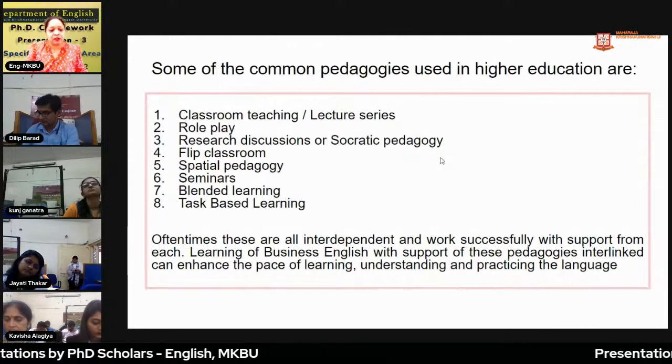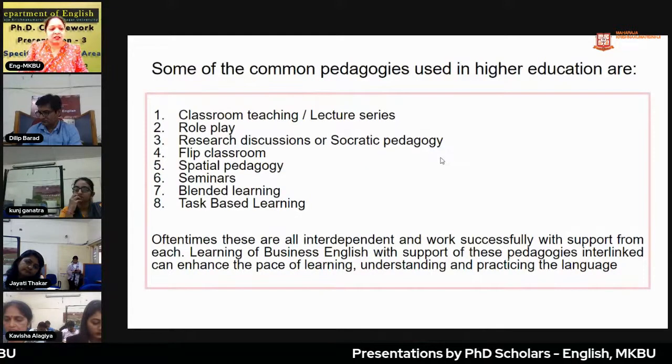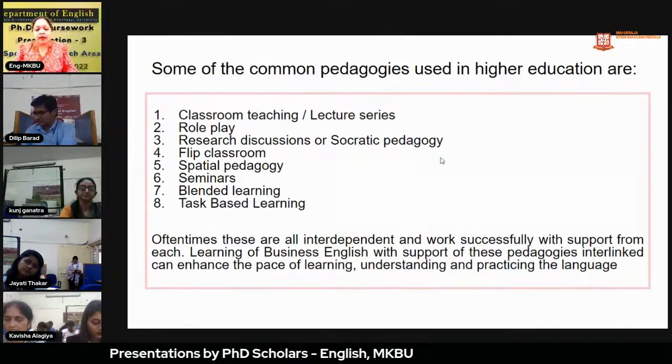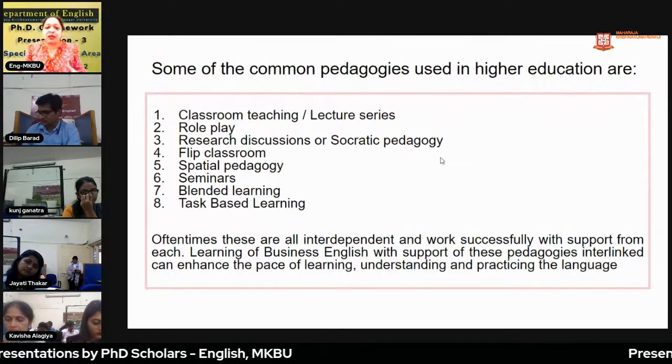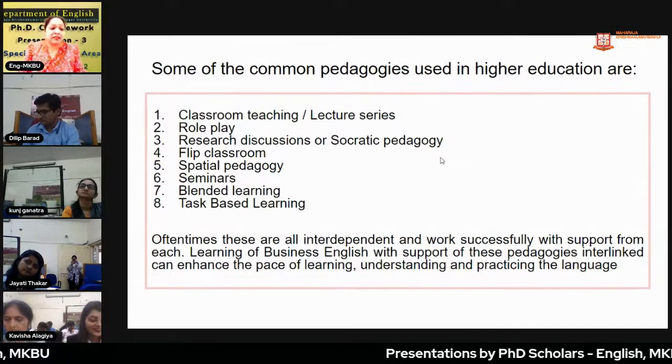So we go to the third one, that is the Socratic pedagogy or the research discussions, something that we have ourselves been a part of back in May, where the sir used to come to the class and expect us to have read some material. And it is more of a discussion method.